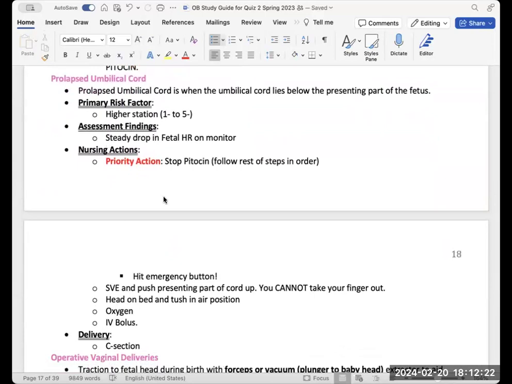Okay. So the next thing is a prolapsed umbilical cord, which basically is when the umbilical cord lies below the presenting part of the fetus, which is basically when the baby's in that floating range, that higher station. So it's really, really not good. Let me show you a picture. That way it makes more sense.